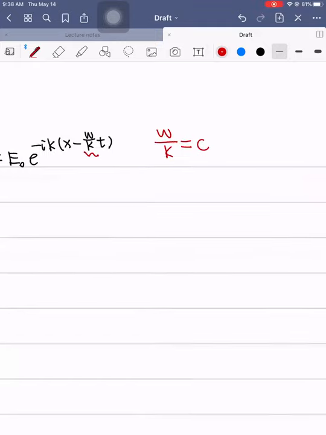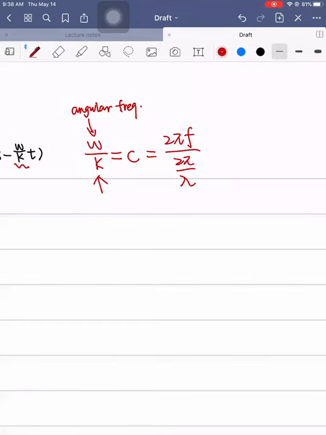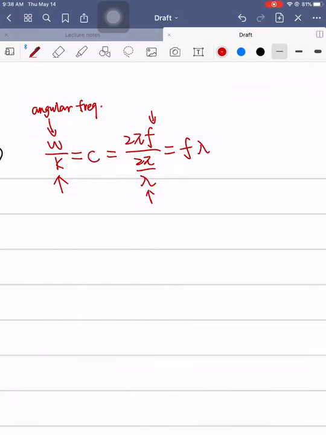So what's the physical meaning of omega and k? Omega is the angular frequency of our wave, and k is our wave number. They can be further written as this. So I relate omega and k to our time frequency and our wavelength, so it will become f lambda. Or we can further write it as this.